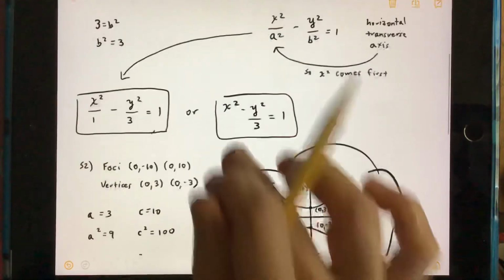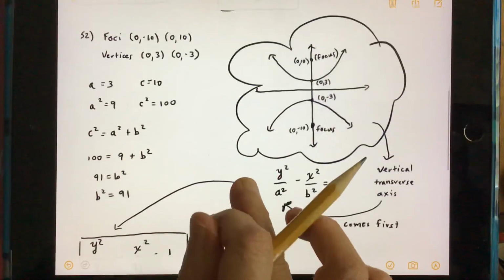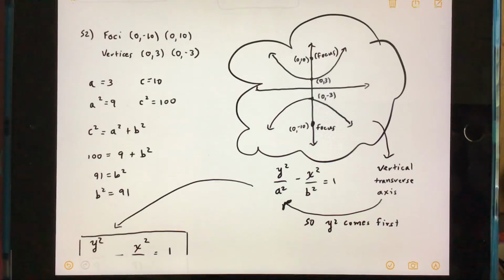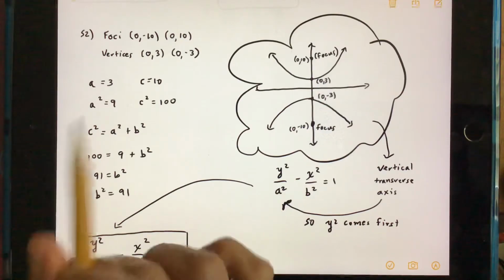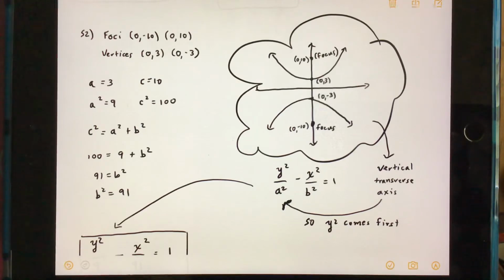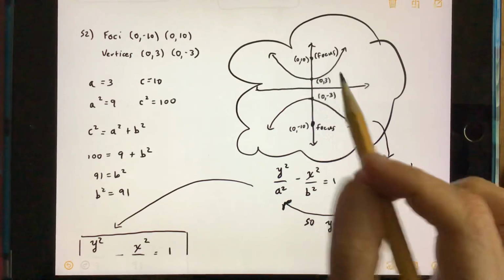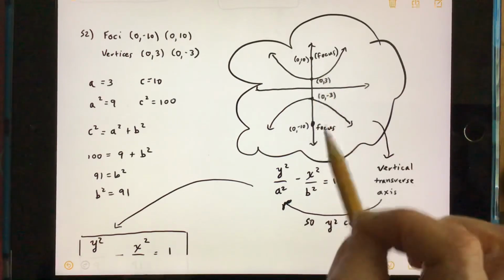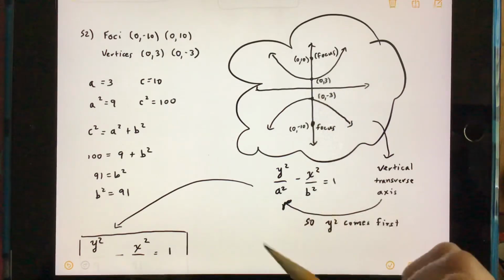Okay, sample 2. Sample 2 will be the other type of hyperbola equation we're going to write. This is going to be the type where the y squared comes first. We won't know that right away. What we're going to do first is go ahead and make that quick sketch. I'm doing that in a thinking bubble because it's not required, but oh, it is so helpful to see what's going on. So our focus points are 0, 10, and 0, -10, our vertices at 0, 3, and 0, -3.